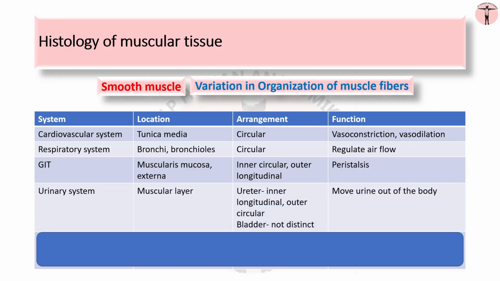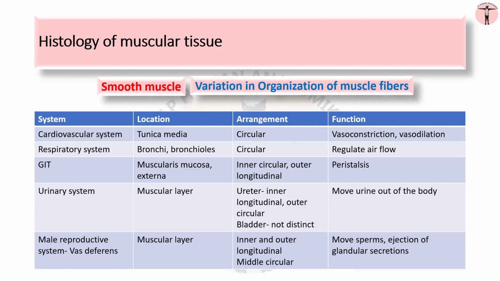Urinary system. Layers of smooth muscle are found in the muscular layer of the walls of the ureter and bladder. In the ureter, the fibers are arranged as inner longitudinal layer along the long axis of the ureter and outer circular layer around the wall. In the bladder, the fibers are not distinctly separated. They help in movement of urine out of the body.